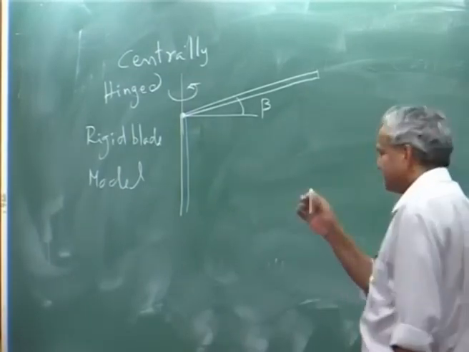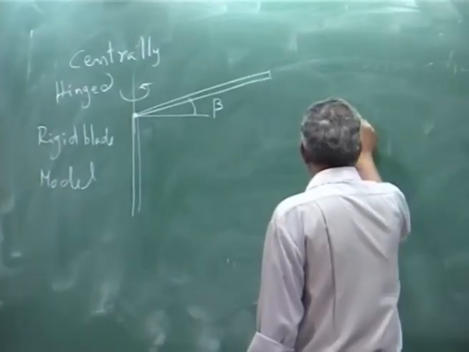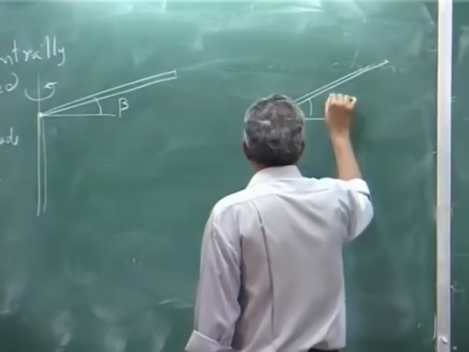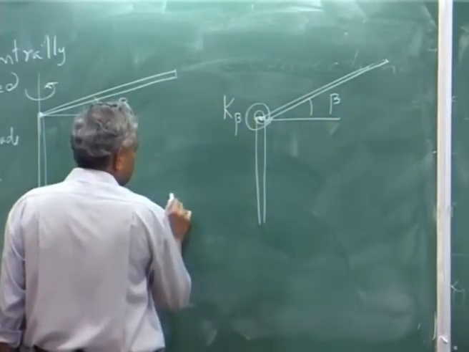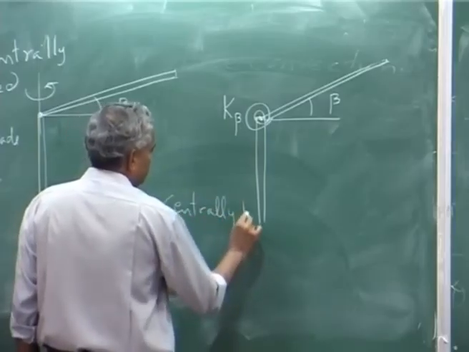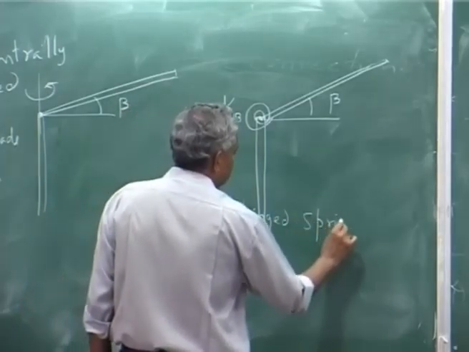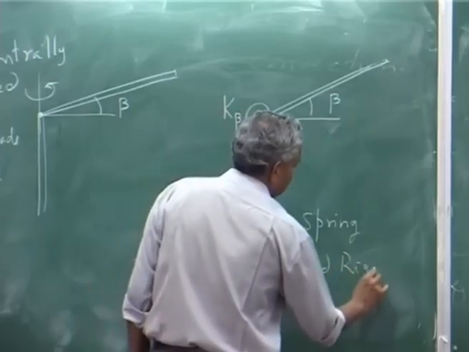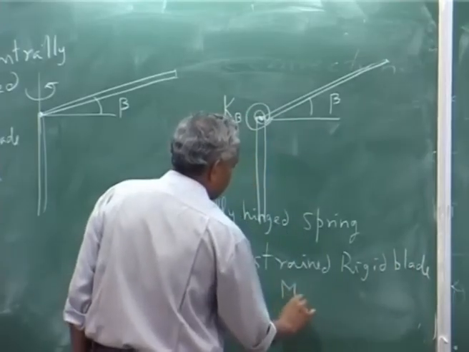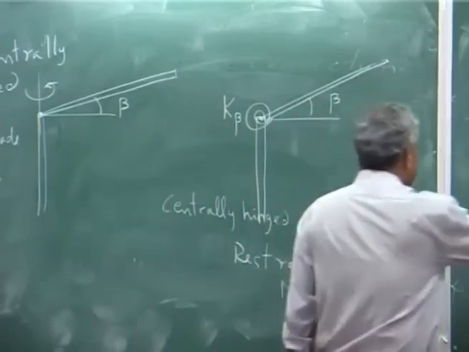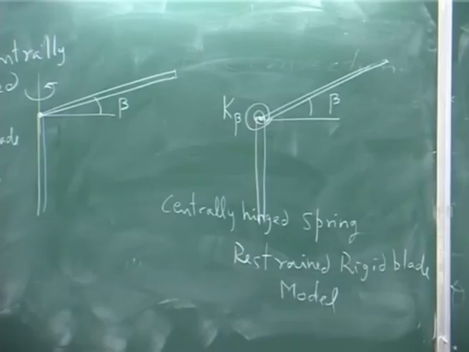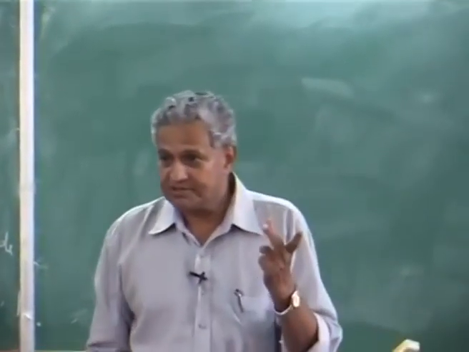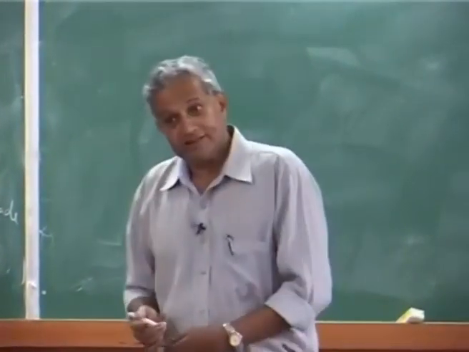Then the slightly more, I would say, complicated, that is also centrally hinged, but spring restrained. Spring restrained rigid blade model. And here, see, this is a hinge, but I have replaced the hinge. Hinge is still there, but I put a spring. It is possible they put some elastomers in certain blades. And what is the effect of that, you will see later.